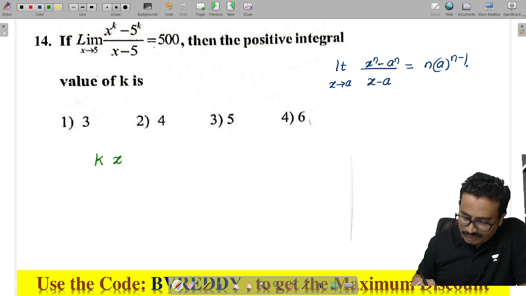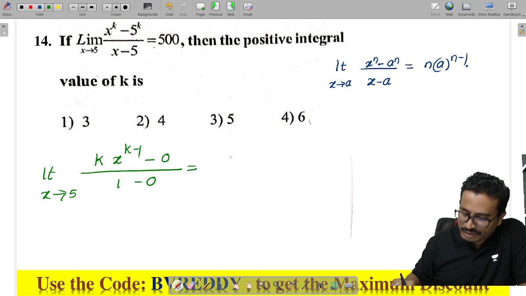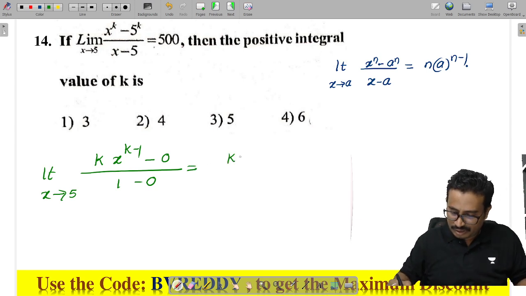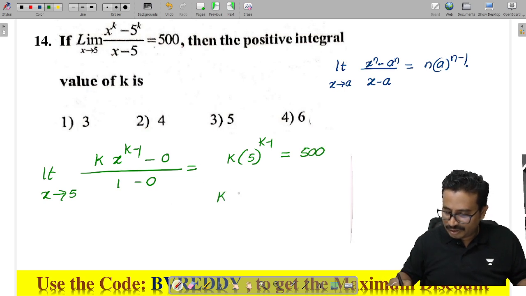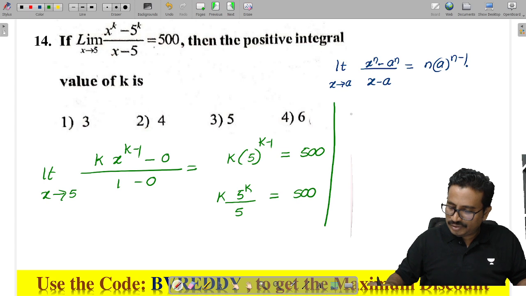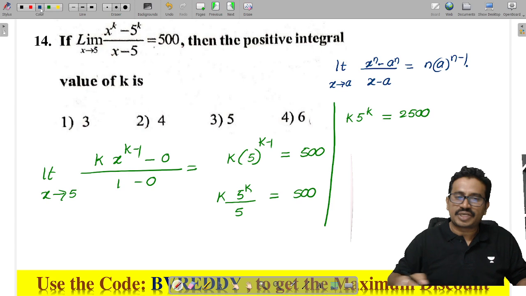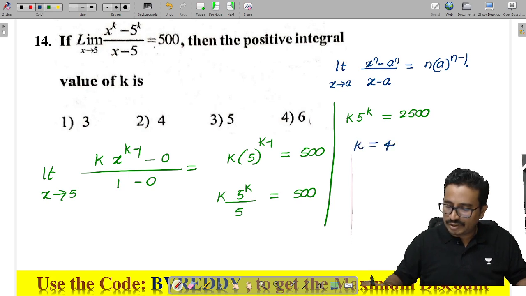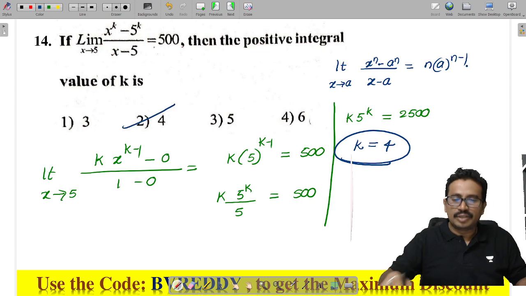That is k into x power k minus 1 minus 0, by 1 minus 0. And what's the limit? X tends to 5. Replace now here. That is k into 5 power k minus 1, which is equal to 400. So that means k into 5 power k by 5 is equal to 400. And you can see now here, that is k into 5 power k, which is equal to 2500. So we can verify the option value. What value of k can satisfy here? 4 will satisfy. So 4 is the answer.